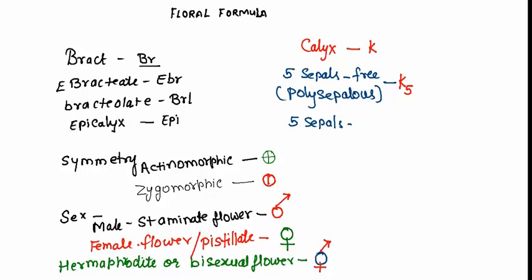But when all the 5 sepals are fused, then such a flower is called gamosepalous, and it is represented as capital K for sepals, 5 for the number of sepals, and a bracket. The bracket shows that all the sepals are joined or fused. The condition is called gamosepalous.